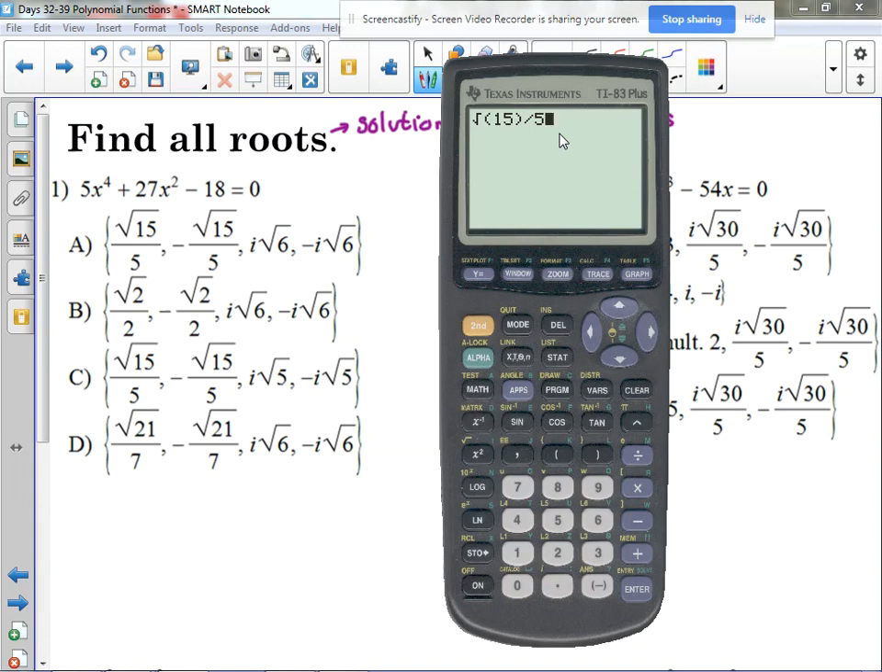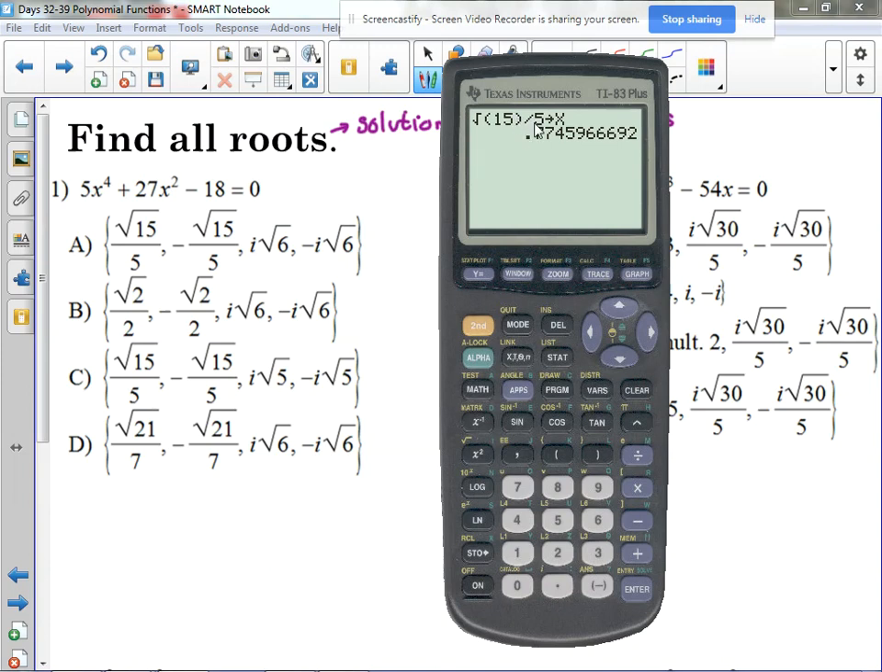We are going to store this as x. So to do that, you're going to press the button beside the number 1. It says STO with an arrow. When you click it, you should see a little arrow on your screen. And then you're going to put x, and you're going to press enter. Okay? Did everybody get this decimal on your calculator? No? Check your parentheses.